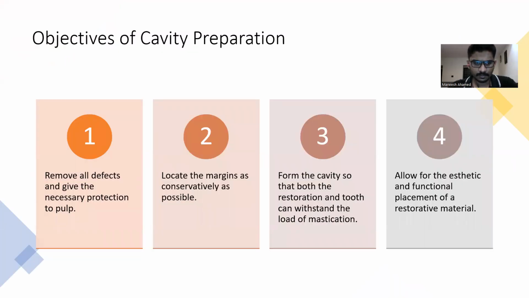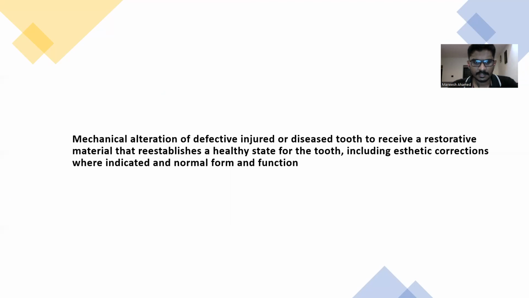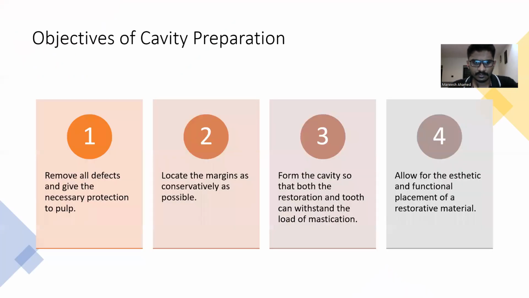The first objective is the removal of all defects and giving the necessary protection to the pulp. As stated in the definition, the cavity preparation starts with the removal of defective, injured, or diseased tooth. So the first objective is to remove all the defects and give necessary pulp protection. And the second objective is to locate the margins as conservatively as possible. As the specialty of dentistry is concerned with conserving the tooth, the tooth preparation should also be as conservative as possible.